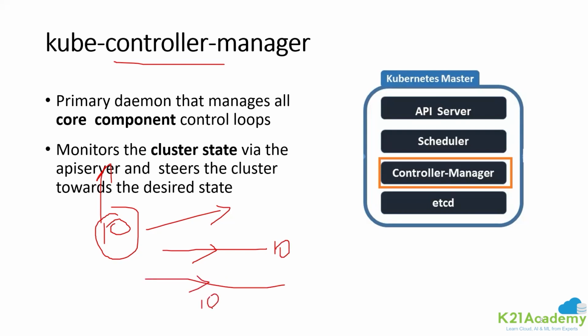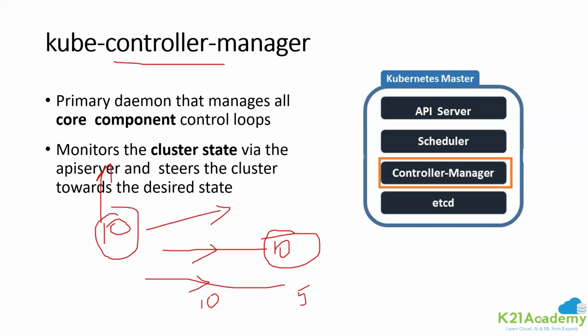10. Everything is fine. He has requested that the desired state is 10. What is the current state? 10. Everything is fine. What is the desired state? 10. What is the current state? 10. Everything is fine. What is the desired state? 10. What is the current state?